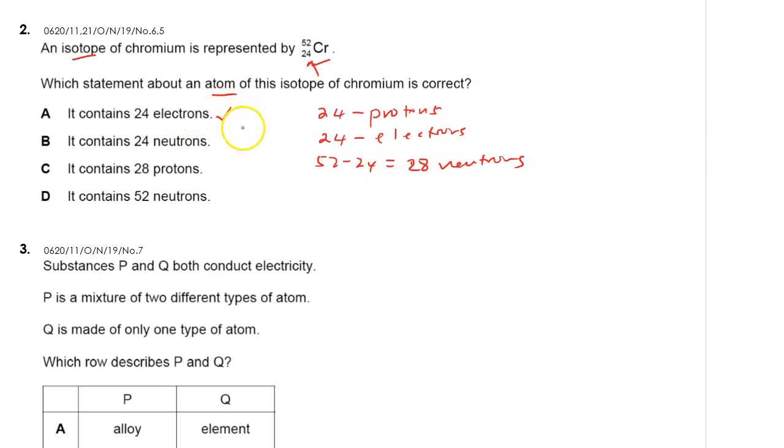That is correct. It contains 24 neutrons? You can see it has got 28, so that is not right. It contains 28 protons? You can see it has got 24, that is not right. It contains 52 neutrons? Neutrons are 28, and therefore that's not correct. Correct answer, A.